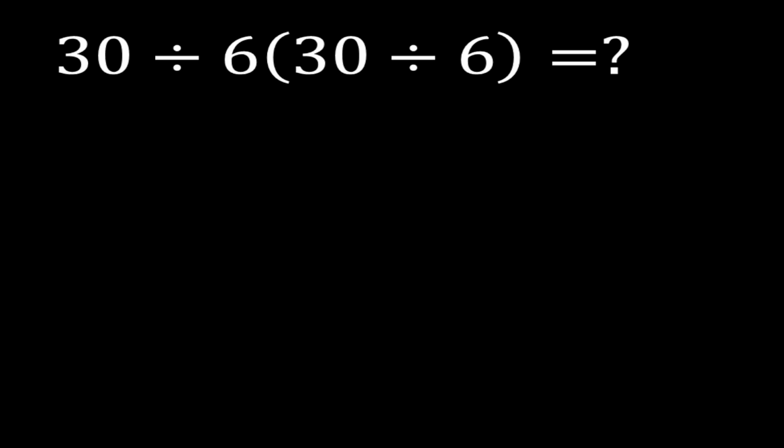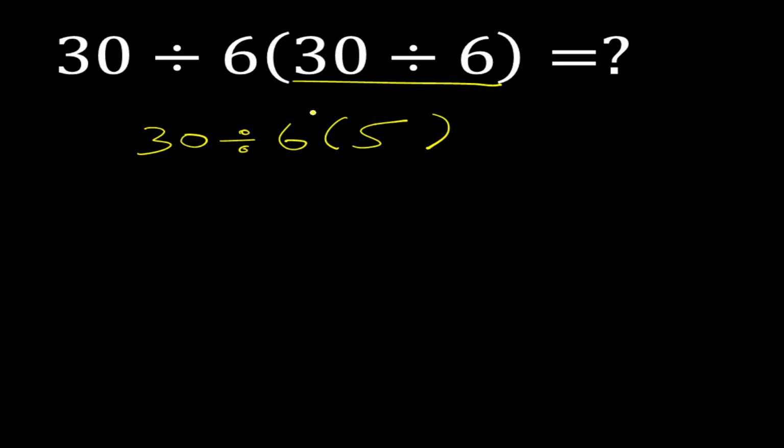So most people solve this question like 30 divided by 6 is equal to 5. So now 30 divided by 6, in the parenthesis 5. Now 6 times 5 is equal to 30, right? So 30 divided by 30. So now 30 divided by 30 is equal to 1.